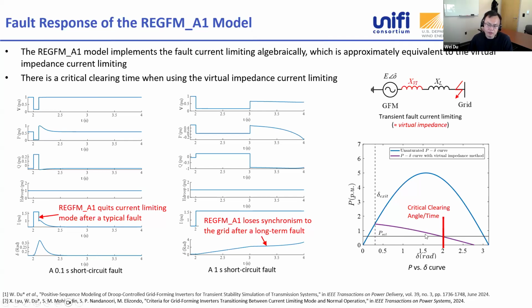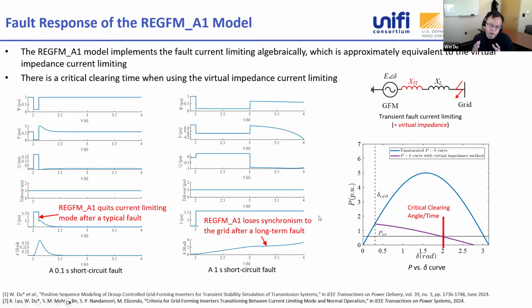But we have also done some theoretical analysis and published some papers. When we implement this kind of virtual impedance as a fault current limiting strategy, it has a critical clearing time. That means when the fault lasts too long, for example a 1-second short circuit fault, we see that after the fault is cleared, this REGFM-A1 model loses synchronism with the grid. This is something we want people to be aware of, because a couple of years ago we didn't have very good current limiting control at this stage, and this is still very active research. We have several papers explaining that.